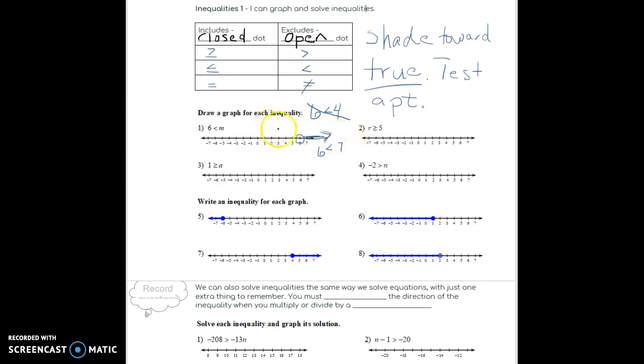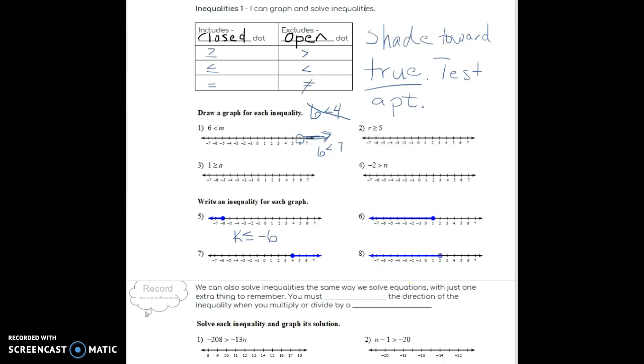Okay, that's how I do 1, 2, 3, 4. All right, and then for 5, 6, 7, and 8, you're going to write an inequality for each graph. You can use whatever letter you want. I'm going to use a K because I want to. This is a closed dot, so I'm going to use one of these guys over here. All right, so K, when I shade this way, I'm going to say less than or equal to -6, right? Because -7 is less than or equal to -6. That's true on point, so I wrote my inequality correctly. That's how you do 5, 6, 7, and 8.